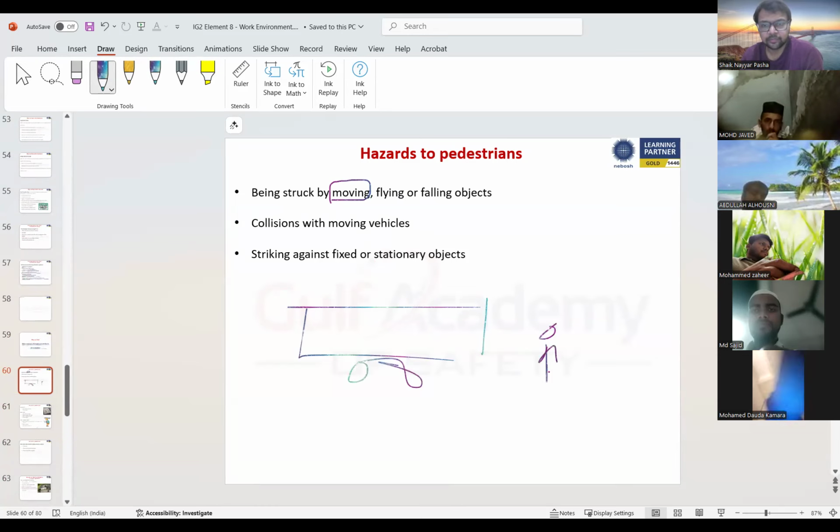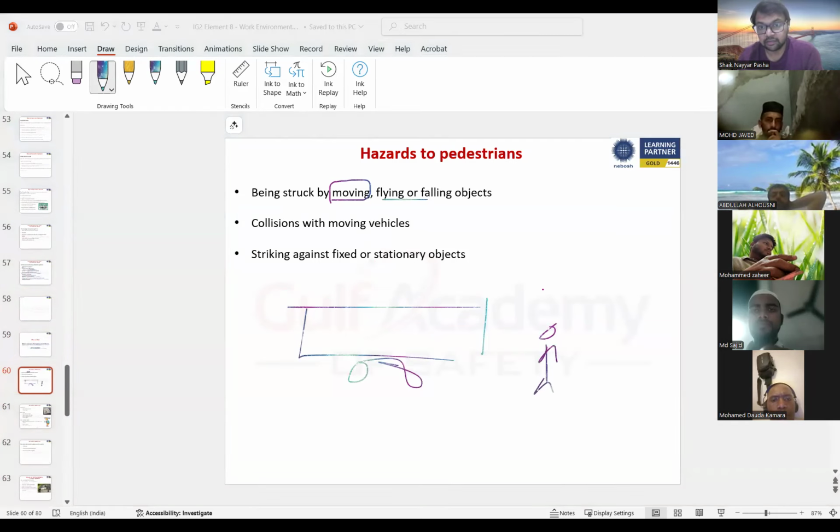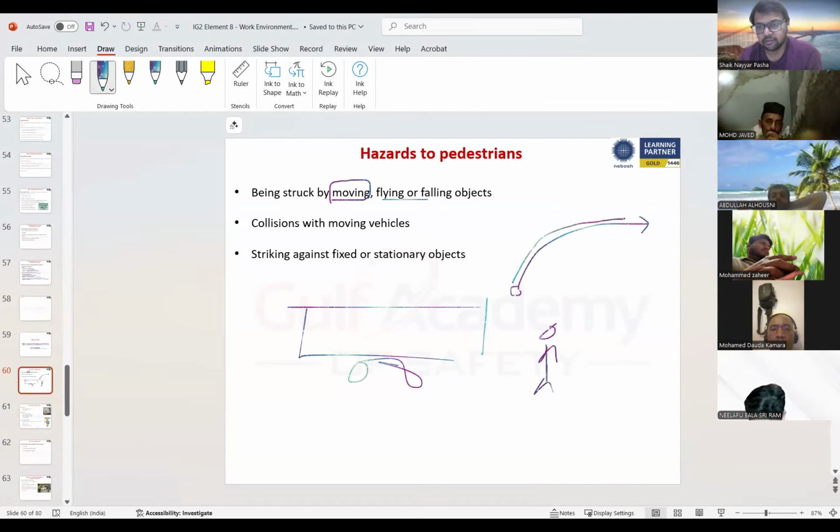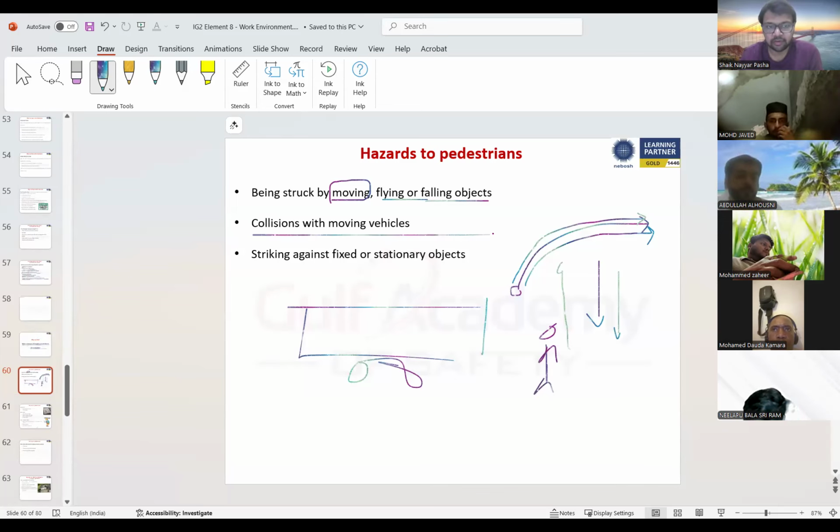hit the worker. Flying objects, mainly projectiles, when you're going for drilling or exploding activities. These objects could fly with very high speed, resulting in severe injuries. Falling objects, mainly because of poor storage or working at height, the materials could fall from height. That is one. Collision with moving vehicles and striking against fixed and stationary objects such as dividers, walls, furniture. When you are walking and not concentrating, you might trip and fall over it.